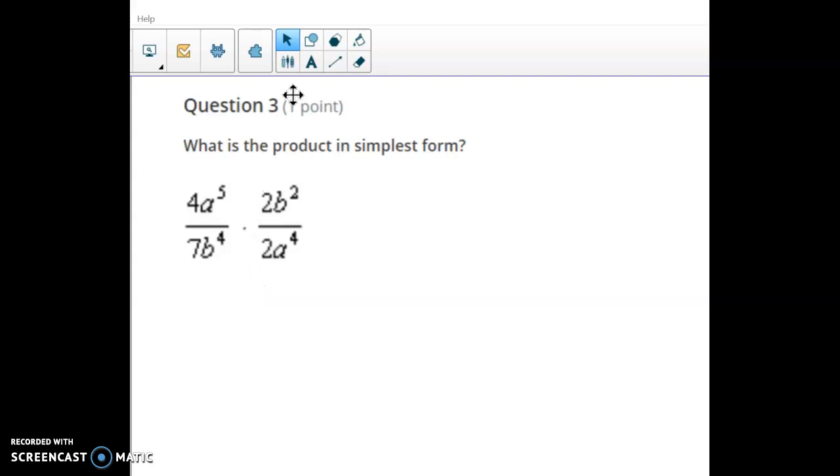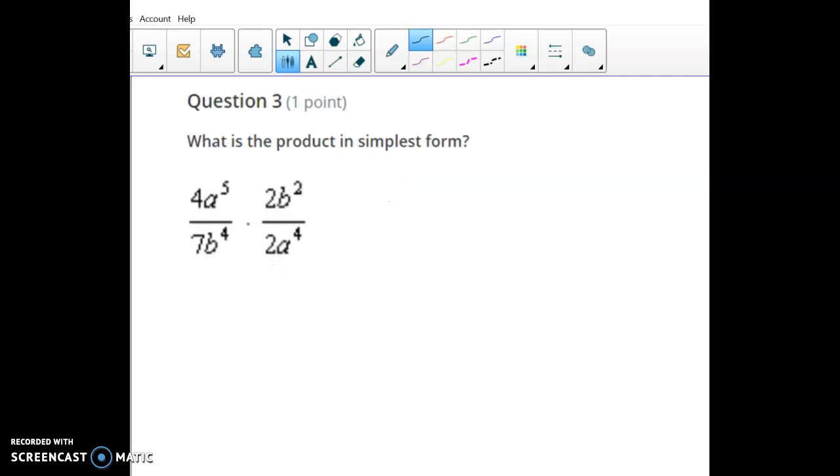This is help with the Chapter 8 POL question number 3. The goal is to multiply, but really it's more like a simplified question. So I want to kind of factor things out and then cancel out what's common.